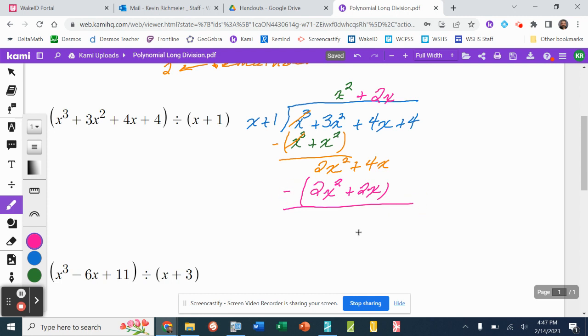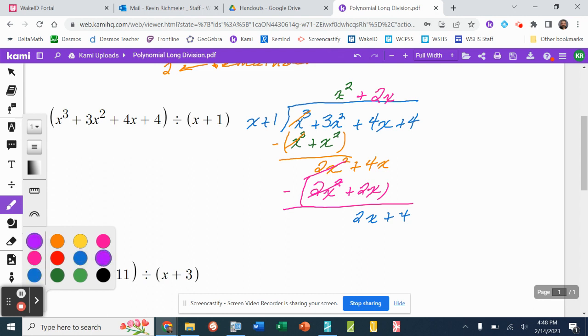So 2x squared minus 2x squared, those are eliminated. But now I have 4x minus 2x. Well, that's going to leave me with 2x. Let me change colors. There we go. So that's going to leave me with 2x. The plus 4 is going to come straight down. And now I'm going to look at the x that I have out here in my divisor, and I want to make it look like 2x.